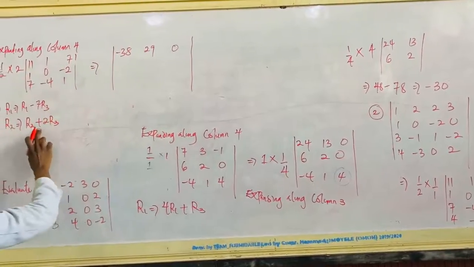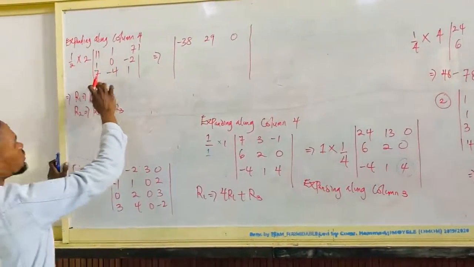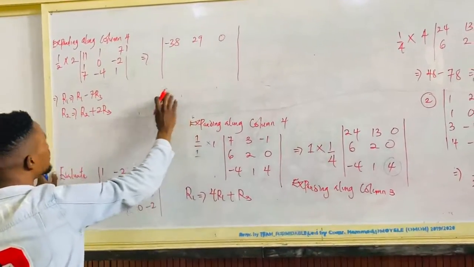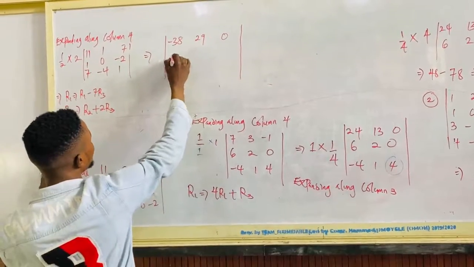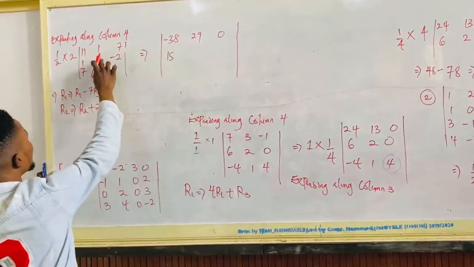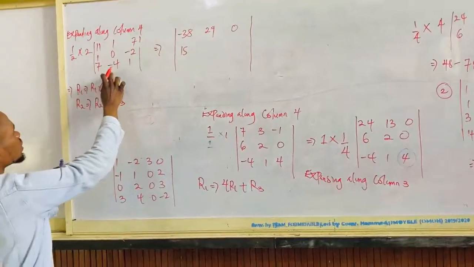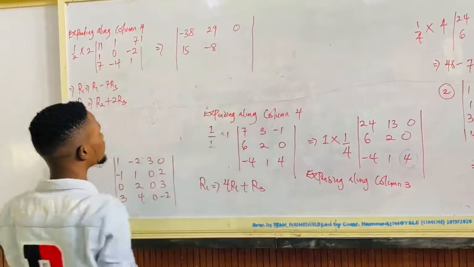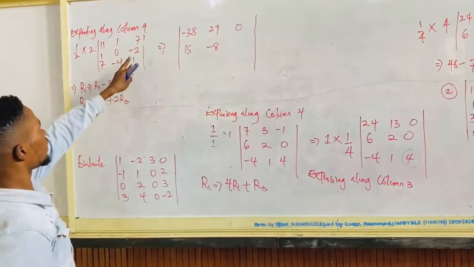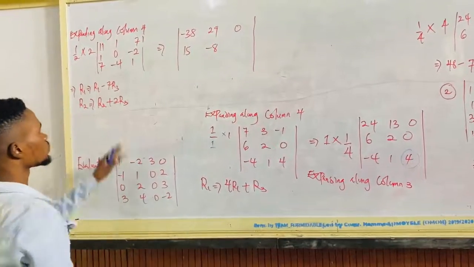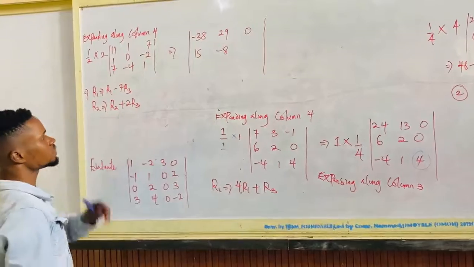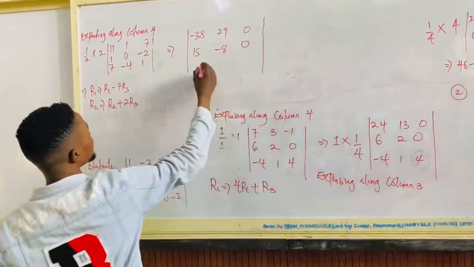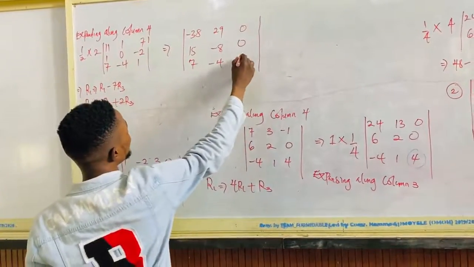That's row 2 plus 2 row 3. 1 plus 2 times 7. 1 plus 14. That's 15. 0 plus 2 times minus 4. So that's minus 8. Then here, minus 2 plus 2 times 1. That's 0. Then you write 7 minus 4, 1.